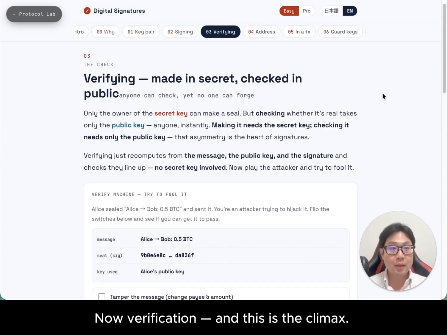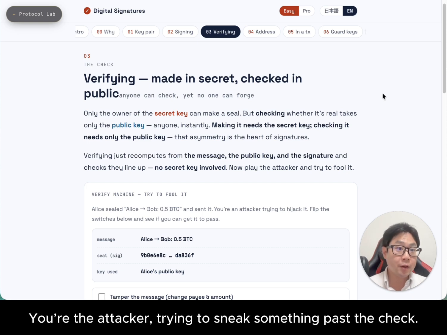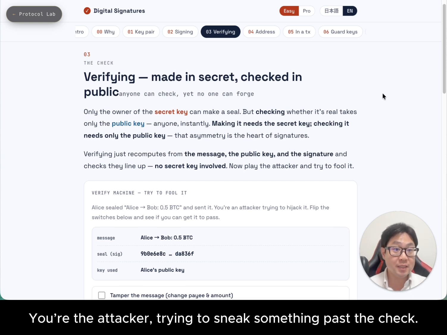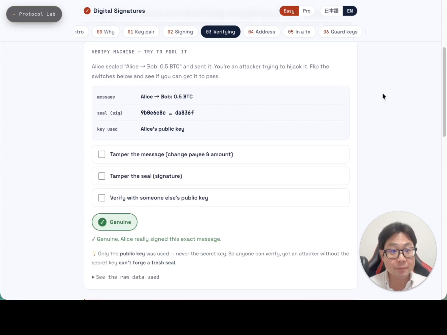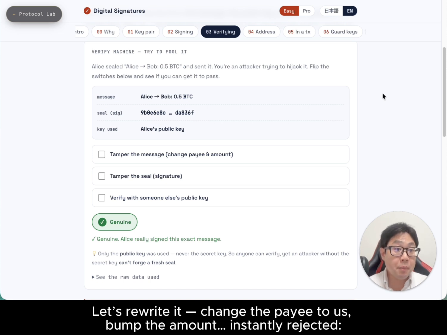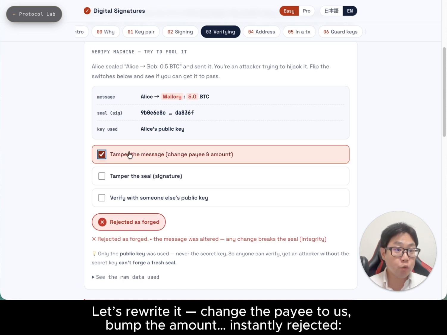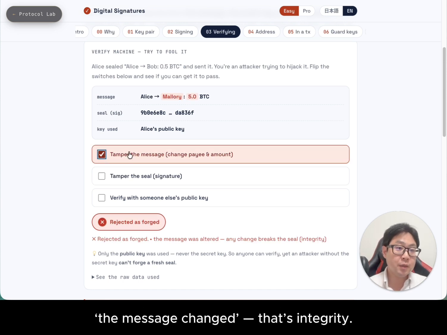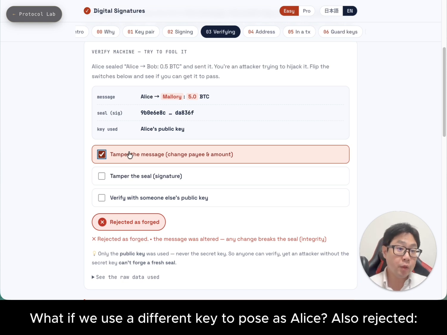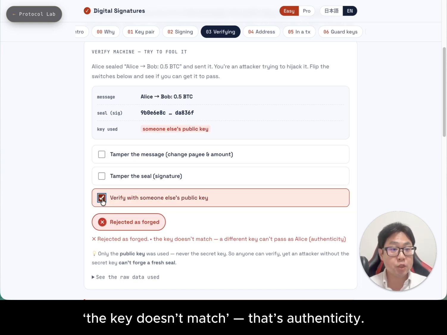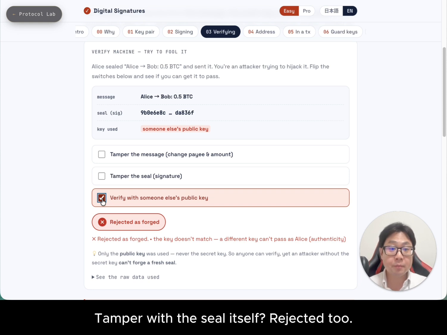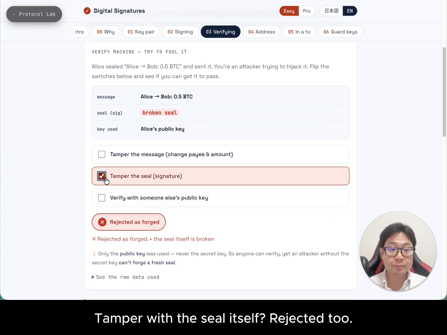Now verification, and this is the climax. You are the attacker and try to sneak something past the check. Alice sealed: pay Bob 0.5 BTC. Let's rewrite it. Change the payee to us and bump the amount. And instantly rejected. The message changed. That's integrity. And what if we use a different key to pose as Alice? Then, also rejected. The key doesn't match. That's authenticity. Then, tamper with the seal itself. Rejected too.